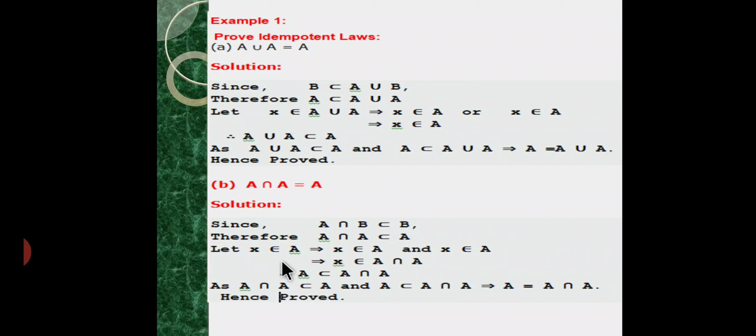So let x belong to A intersection A. What is the condition for intersection? x belongs to A and x belongs to A. So x belongs to both, they are common, so x belongs to A intersection A. Here we consider an element in A, but that element also belongs to A intersection A. So from this we can write A is a subset of A intersection A. So as A intersection A is a subset of A and A is a subset of A intersection A, A is equal to A intersection A, hence proved.